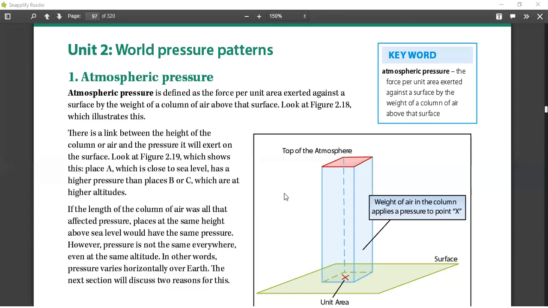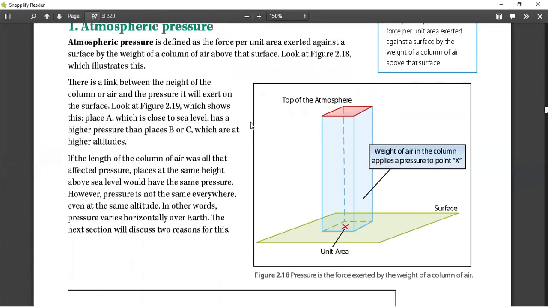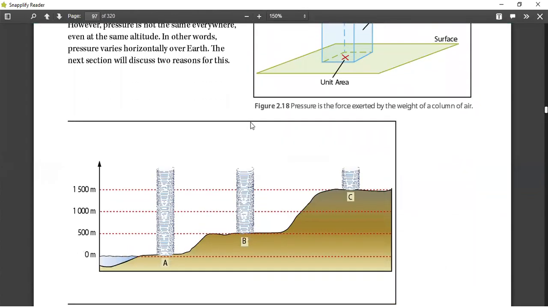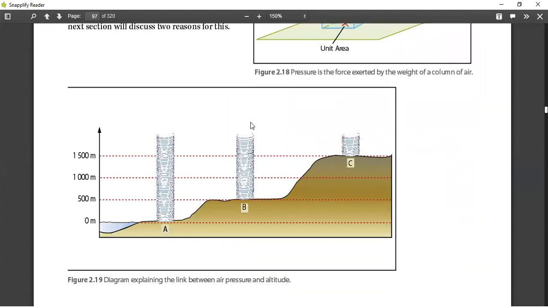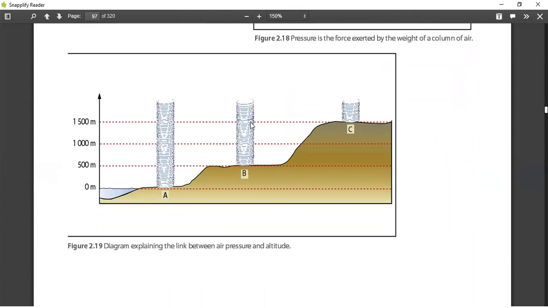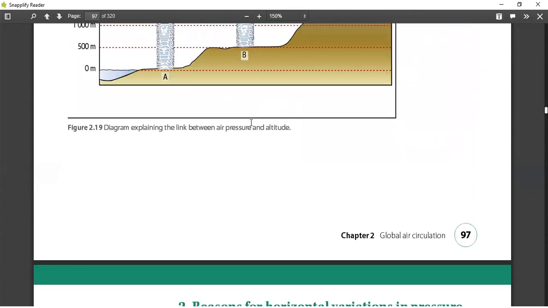So you go to your textbook and then you will find page 97 where you have world pressure patterns there. And then remember we said the equator has low pressure because the temperature is high, and the poles have high pressure because the temperatures are low. All right.